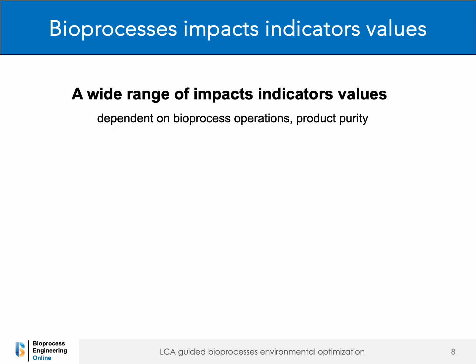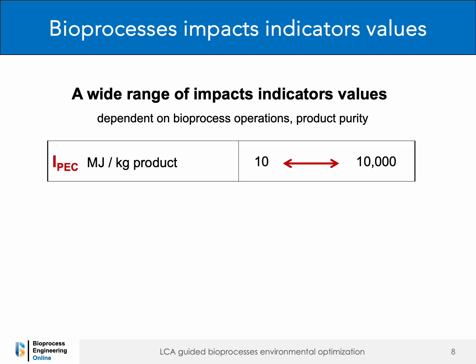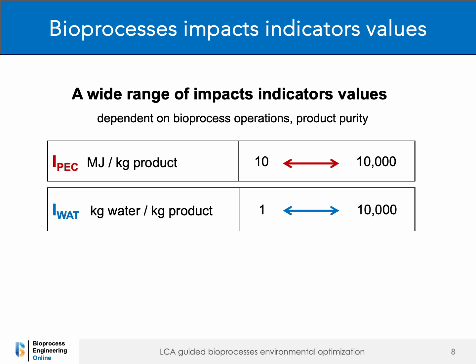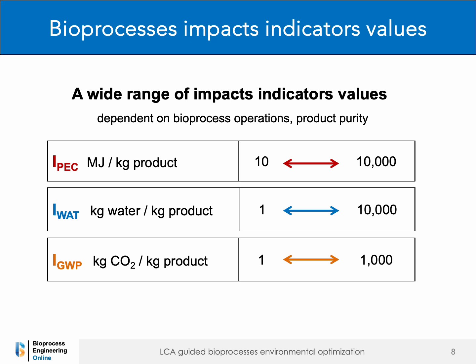Bioprocesses exhibit a broad spectrum of impact indicator values influenced by factors such as the enzymatic, microbial, or cellular transformations involved, the nature and extent of upstream and downstream operations, and the purity standards required for the final product. For instance, primary energy consumption, IPEC, typically ranges from 10 to 10,000 megajoules per kilogram. Water consumption, IWatt, ranges from 1 to 10,000 kilograms of water per kilogram of product. Global warming potential, IGWP, varies from 1 to 1,000 kilograms of CO2 per kilogram of product.